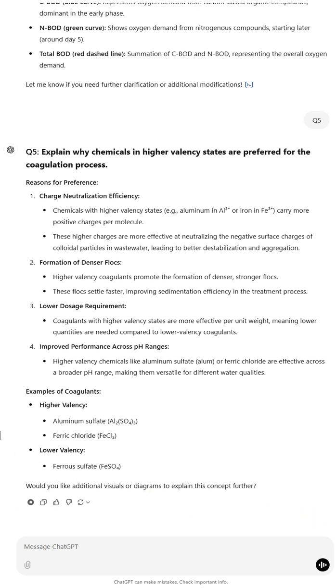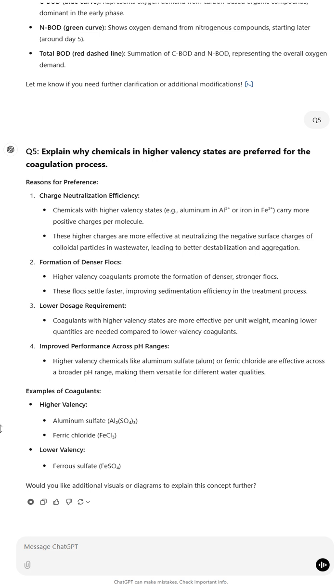Q5. Explain why chemicals in higher valency states are preferred for the coagulation process. Reasons for preference. 1. Charge neutralization efficiency. Chemicals with higher valency states, e.g., aluminum in Al or iron in Fe, carry more positive charges per molecule. These higher charges are more effective at neutralizing the negative surface charges of colloidal particles in wastewater, leading to better destabilization and aggregation.